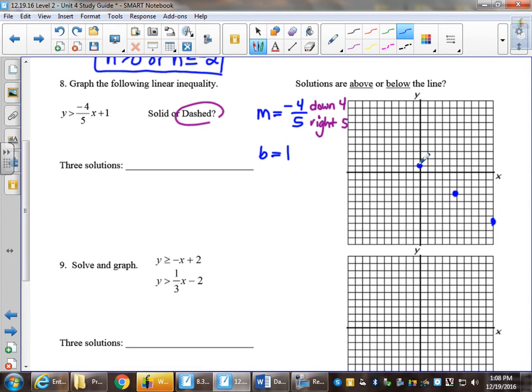Or from the y-intercept, I could count up 1, 2, 3, 4, and then to the left 1, 2, 3, 4, 5. Straight edges are a must. Your ID makes a great straight edge. It's going to be a dashed line. Arrows on each end.